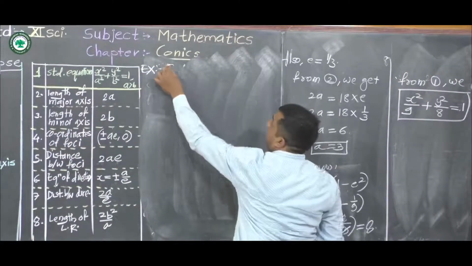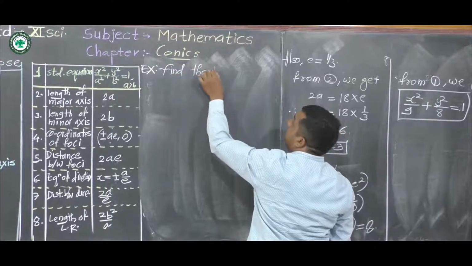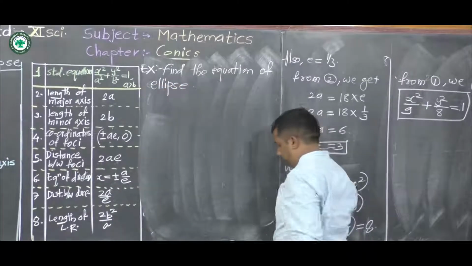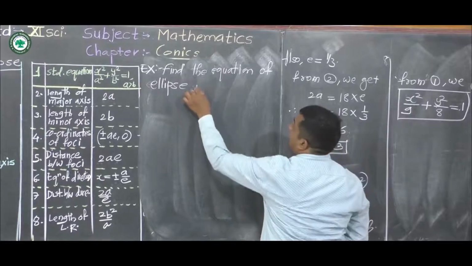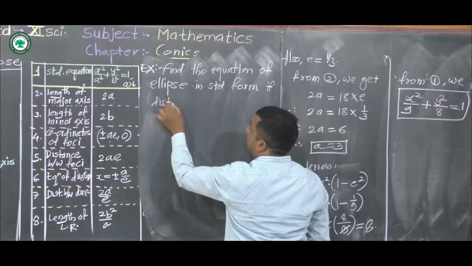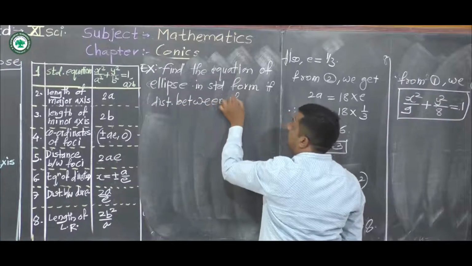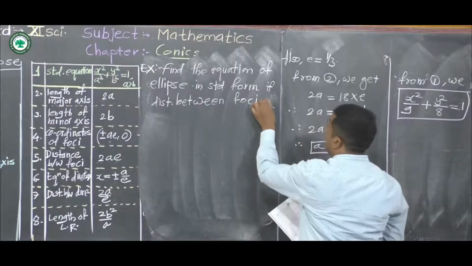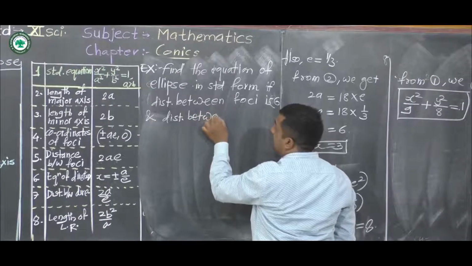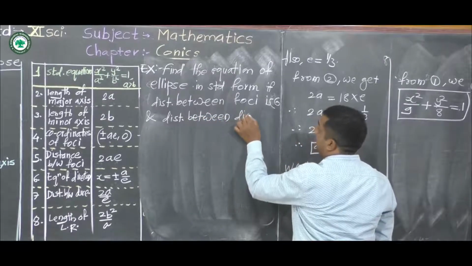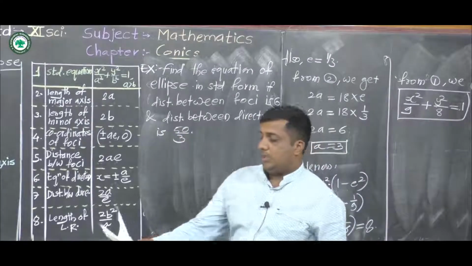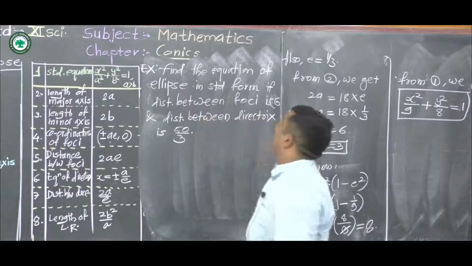Example: find the equation of the ellipse in standard form if the distance between the foci is 6 and the distance between the directrices is 50 upon 3.